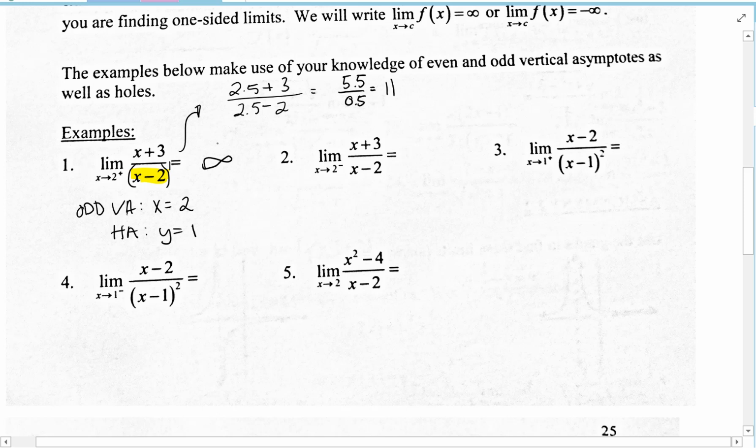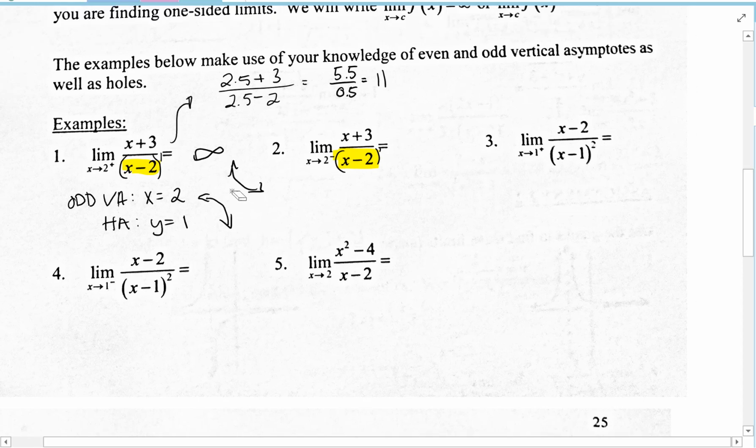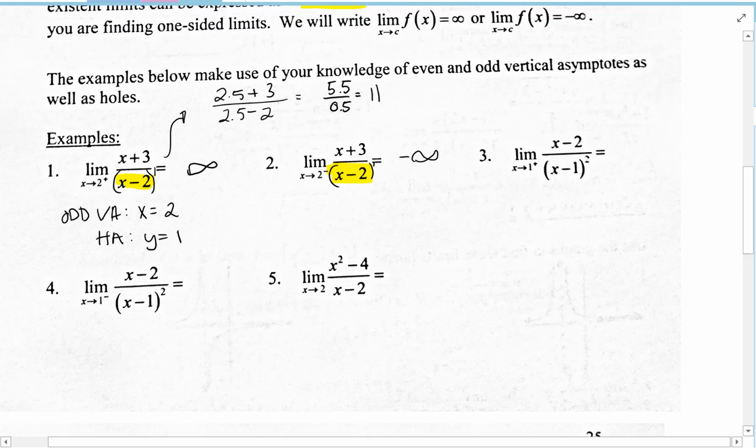Now x is approaching 2 from the left, and it's the same rational function. So that means if this side is going up toward infinity, we already know this is an odd vertical asymptote, so it will be going in the opposite direction toward negative infinity.